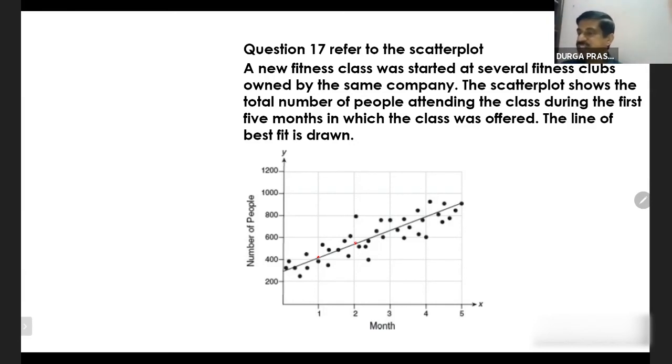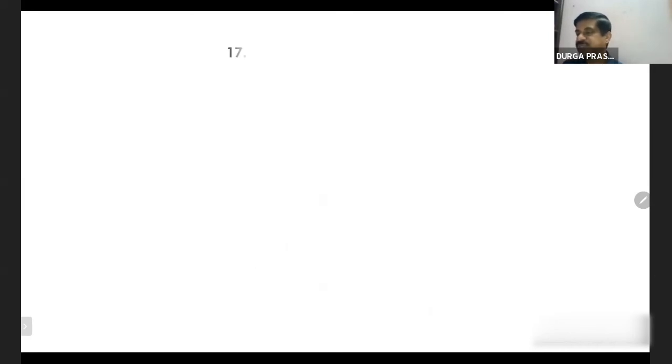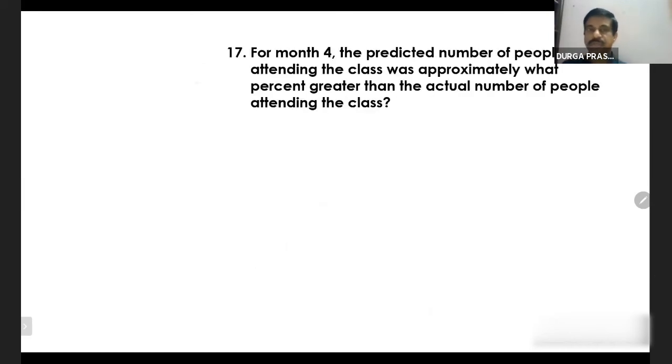A new fitness class was started at several fitness clubs owned by the same company. The scatter plot shows the total number of people attending the class during the first 5 months in which the class was offered. The line of best fit is shown. So for month 4, the predicted number of people attending the class was approximately what percent greater than the actual number of people attending the class.